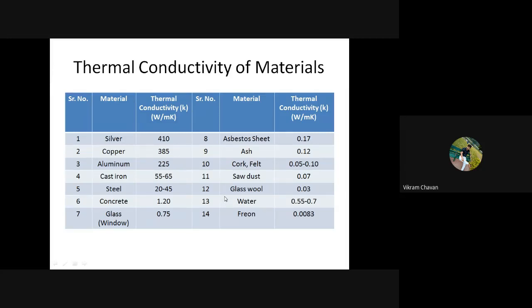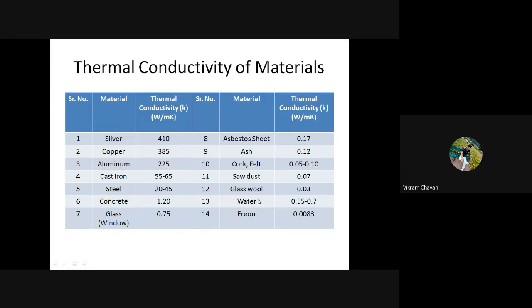So there are n number of materials available in the world, and their thermal conductivity differs from material to material, and also from composition to composition. Now, why is the range provided here? Because cast iron has different types of composition. In some cast iron the sulfur or carbon percentage is high, and in that case the thermal conductivity will be different. In some cast iron the carbon percentage is less or the ferrous percentage is low, and in that case too the thermal conductivity will be different. So the range is provided.